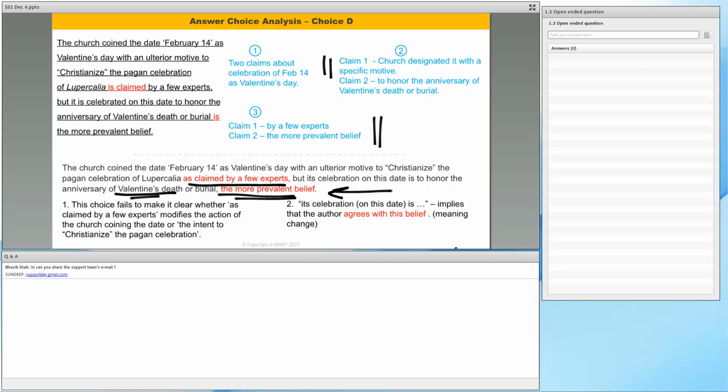In the original answer choice, did the author believe in any of this? No. In this answer choice, does the author believe in both? Yes. In both the claims, you now have the author backing them.